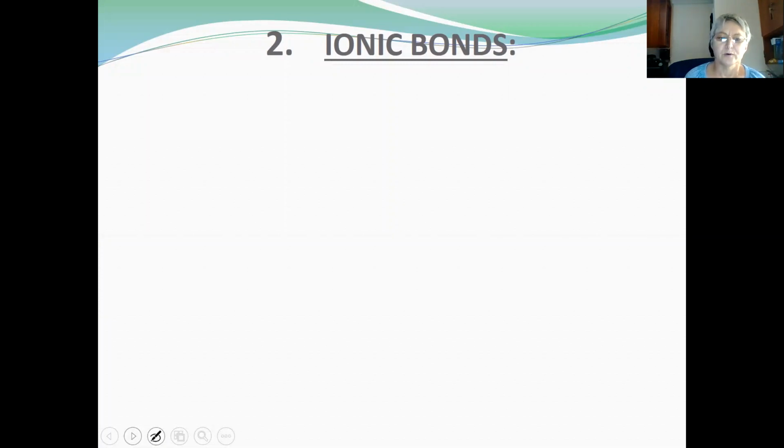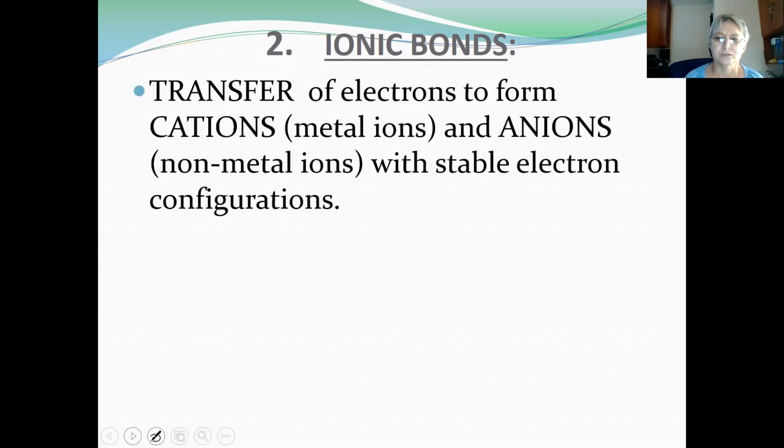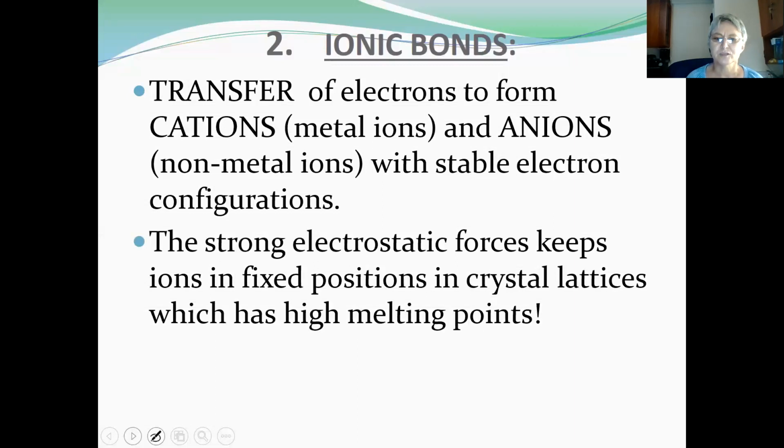So, ionic bonds are formed, to just refresh your memory, when there is a transfer of electrons from metals to nonmetals. So the metals form cations and the nonmetals form anions. And each of the ions would have a stable electron configuration. The extremely strong electrostatic forces between the ions keep the ions in fixed positions in their crystal lattices, and it gives the substance a very high melting point.